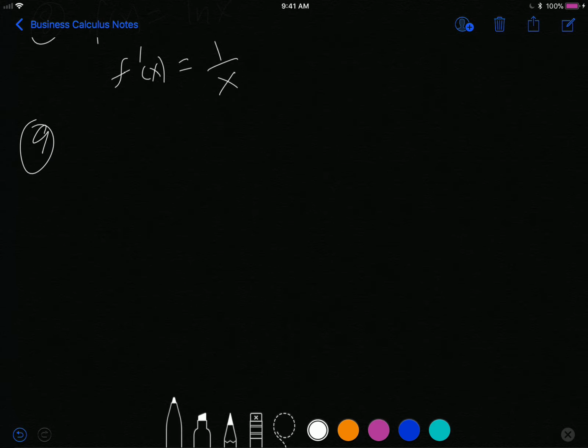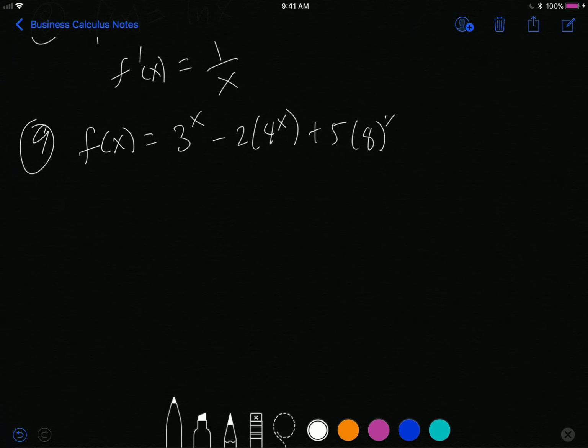For number 9, we have f of x is equal to 3 to the x minus 2 times 4 to the x plus 5 times 8 to the x power. First thing to notice is that these two actually are the same thing. They're a different way of writing out the same raised to a power, because after parentheses, exponents are the second order of operation. And so it doesn't matter, both of those are solved the same way.